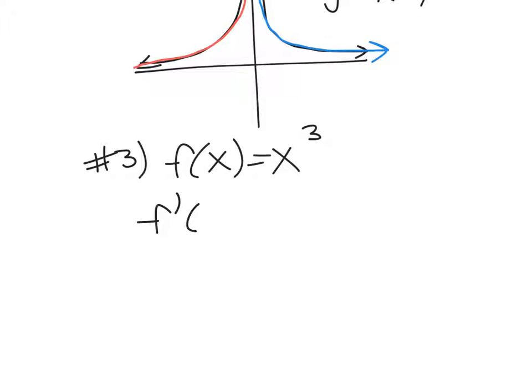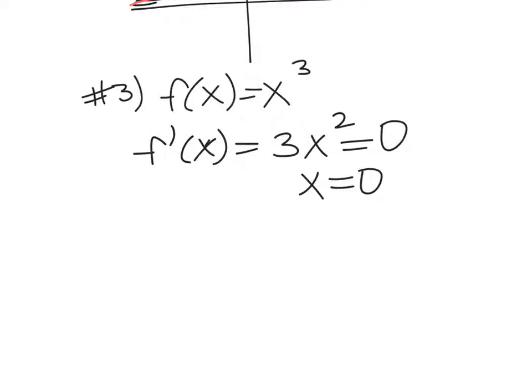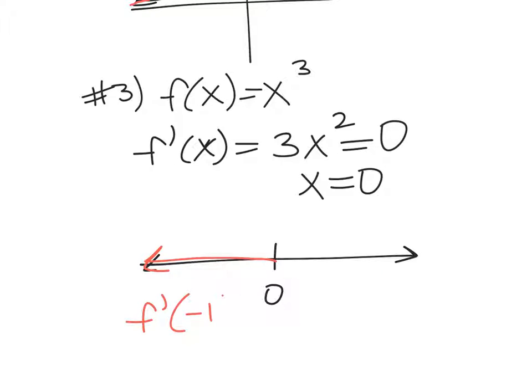All right, so here we go. Let's take the derivative. When you take the derivative, you get 3x squared. Set this equal to 0 and solve, and you get x equals 0. X equals 0 is where the derivative equals 0. Just draw a number line, and it breaks this up into 2 parts. If we test the derivative on this side by plugging in f prime of -1, it's positive. If we test the derivative on this side, f prime of 1, it's also positive.